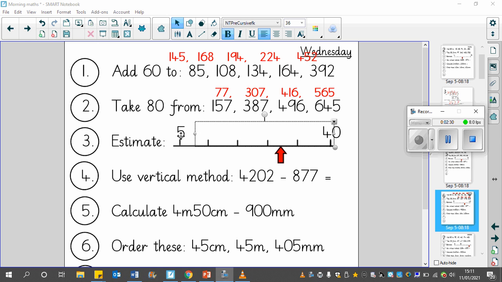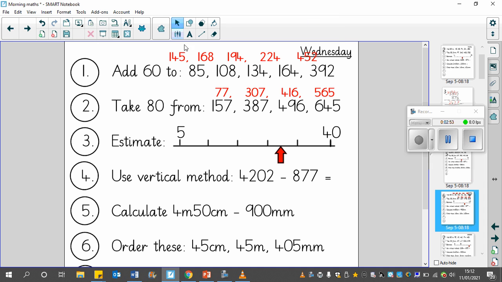Okay, question 3. We've got to estimate where the arrow is pointing to. Now, we go from 5 up to 40. So, how much do you have to add to get from 5 up to 40? What is the difference between 5 and 40? Or what is 40 take away 5? The answer to all of those questions is of course the same number, and the answer is 35.